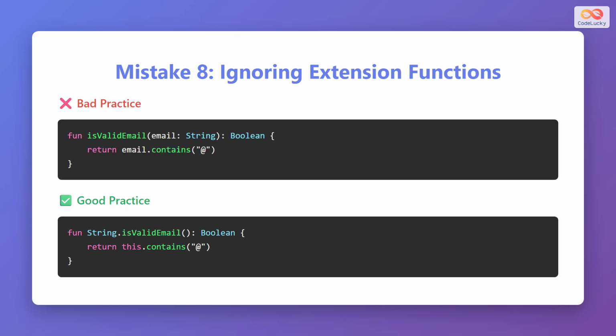The eighth mistake is ignoring extension functions. Extension functions allow you to add new functionality to existing classes without modifying their source code. Many beginners write utility functions that take an object as a parameter, when they could be written as extension functions instead. Extension functions make your code more readable and intuitive by allowing you to call methods directly on objects using dot notation. Instead of calling a function with an object as an argument, you can extend the class itself and call the method naturally. Extension functions are a cornerstone of idiomatic Kotlin code.